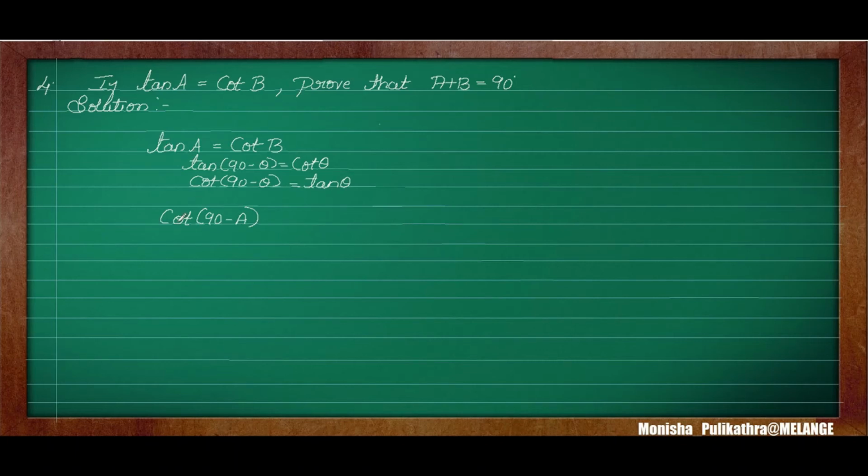So instead of tan a, I'm writing cot(90 minus a) is equal to cot b. Here again cot is similar. If cot becomes similar, we can equate the terms. Okay, 90 minus a is equal to b. Next I will be shifting this minus a to this side, it will become 90 is equal to a plus b. Therefore a plus b is equal to 90 degrees. So this is what we need to prove here. So write it as hence proved. I hope you understood this.